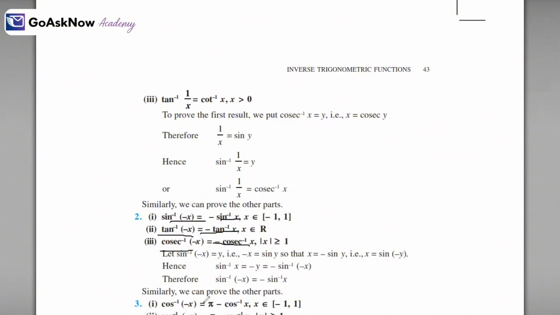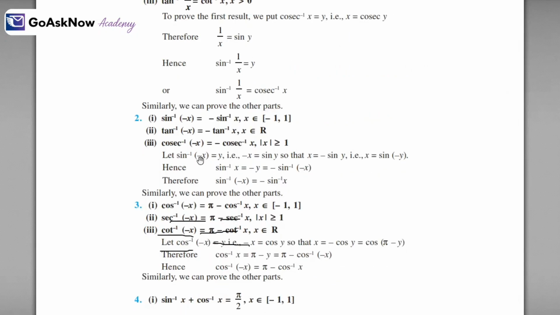Okay, so what is the proof of this? You can see the proof of this in this example. Let sine inverse of minus x be equal to y. That is, minus x is equal to sine y. If you take the inverse on both sides, x is equal to minus of sine y. So x is coming equal to minus sine y.